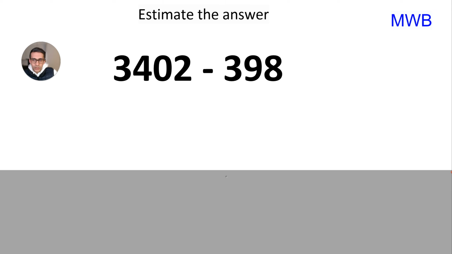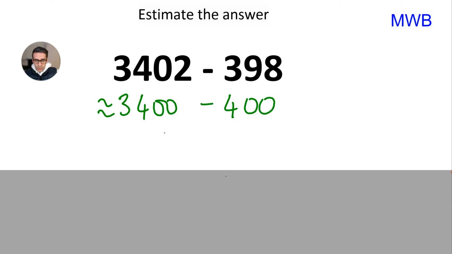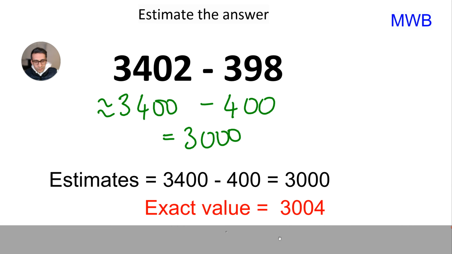Okay, 3, 2, 1. So to do this, I would say I would round this to 3,400, take away 400. And that is equal to 3,000. Okay, so in this case, I think this will probably be what you would have done as well. I can't imagine many other ways to round this, because they are so close to these numbers. And the exact answer would be 3004.